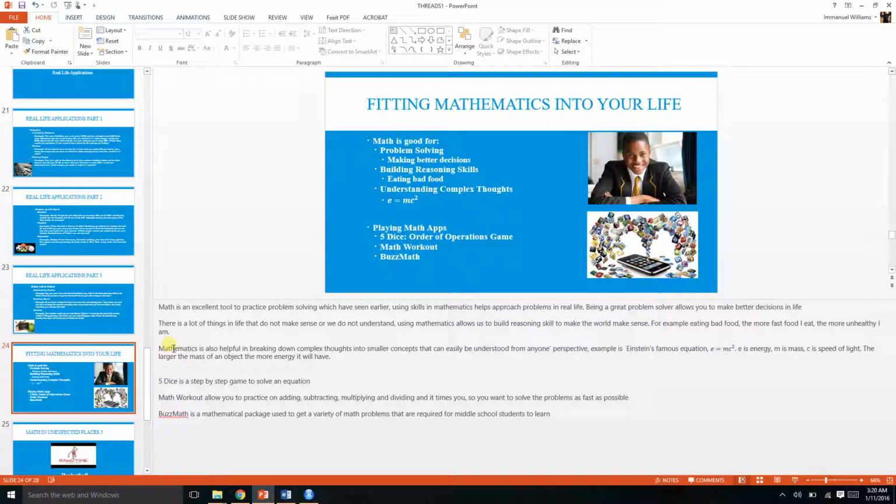Again, more elaborations are given within the notes for the presenter to be able to give his presentation in a way that the students can understand. And also, there's some apps that I suggest that students can download and play with, so they can get their mind suited for mathematics.